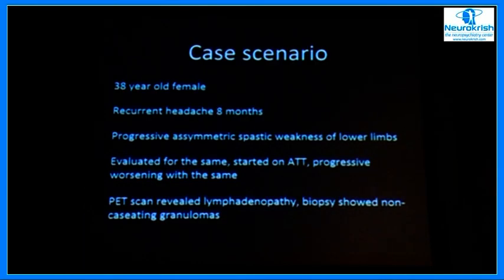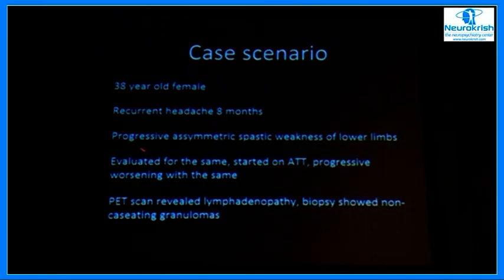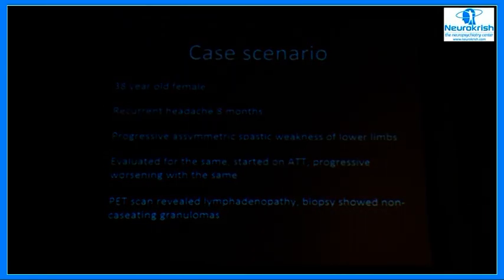So this is a case scenario of a patient who came 2 weeks ago, a patient who came with recurrent episodes of headache for 8 months and progressive asymmetric spastic weakness of the lower limbs, evaluated for the same and was started on ATT with progressive worsening. PET scan had shown lymphadenopathy and biopsy showed non-caseating granuloma, and the pathologists outside had said tuberculosis could not be ruled out, and the patient was on ATT.